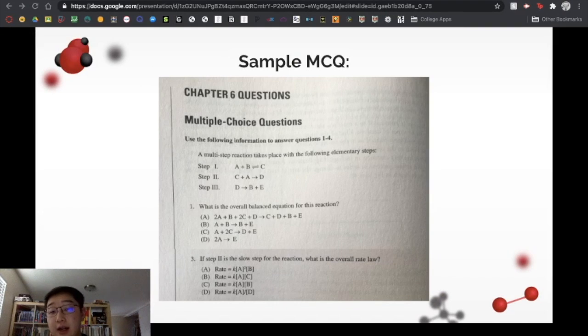So the answer here, for the first one, is D, and I'm pretty sure you guys can figure out why. And then for number 3, it's A. I won't go through this, but if you need help with that, go ahead and message me on Discord, and I can send you the work.